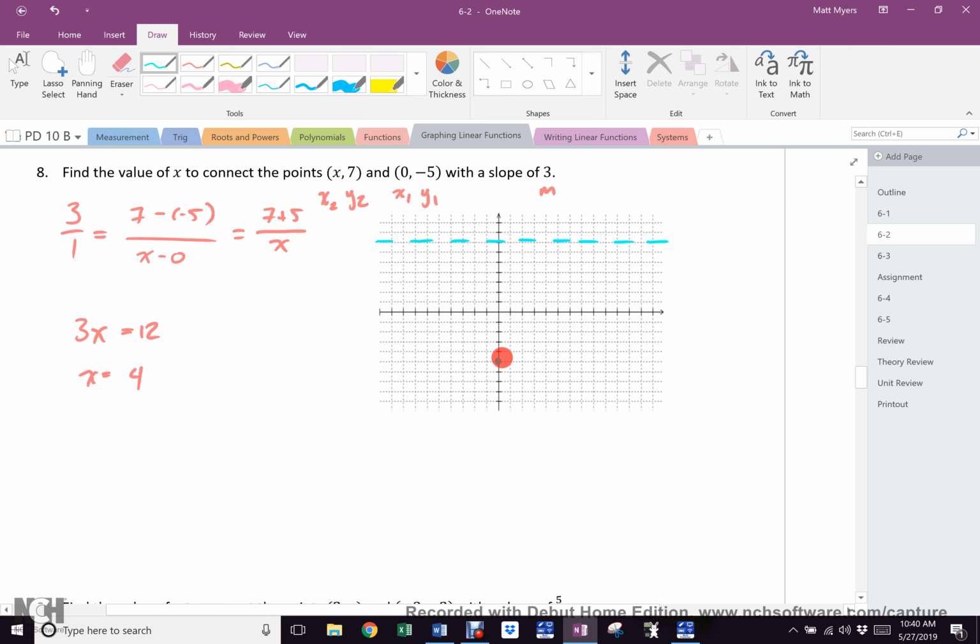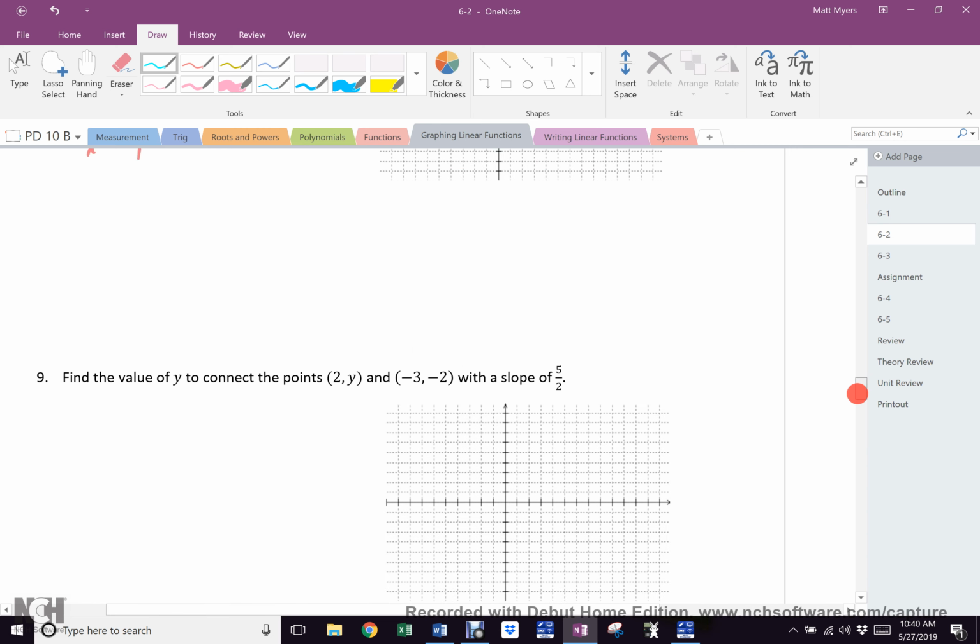And my slope is what? No. What's my slope? 3. So up how far? 1, 2, 3 and over 1. 1, 2, 3 and over 1. And there is my x value of 4. Is everybody good? Now, I'm going to shut up.